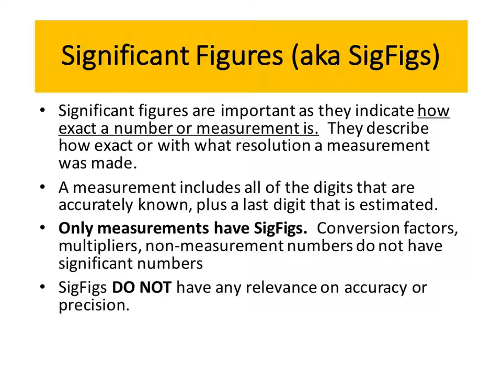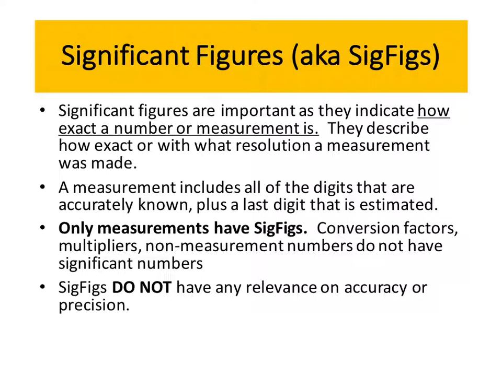A measurement includes all the digits that are accurately known plus a last digit that is estimated. And that's very important, because if you only have one significant figure in your measurement, that measurement is basically somewhat estimated. You need to have at least two significant figures in your measurement to have one to be exactly known and one to be somewhat estimated.